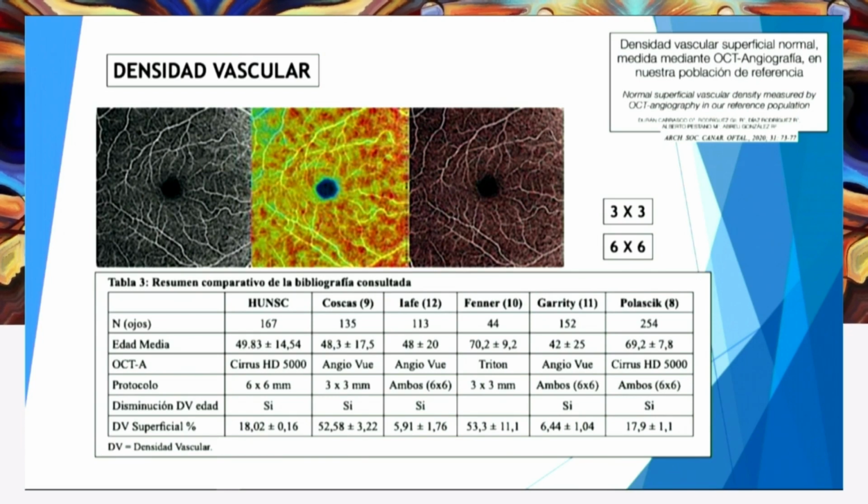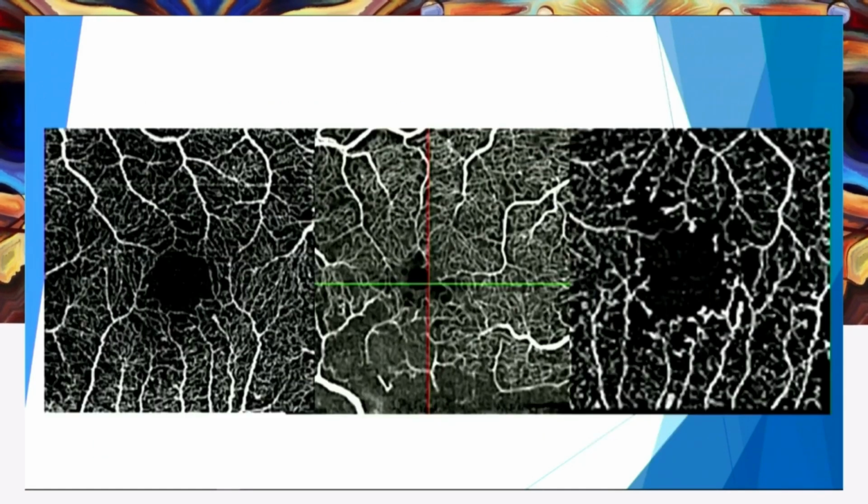There are different sizes, 3 by 3 or 6 by 6. These are tests that are available. These are useful tools to assess our patients. We therefore have the following. On your left, we have a normal superficial plexus.